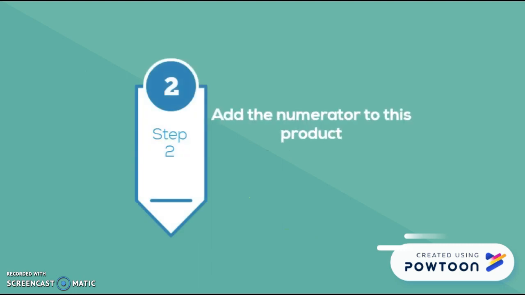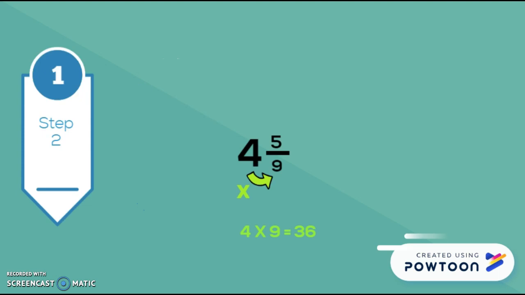Step 2, add the numerator to this product. When we multiplied 4 times 9, we got 36. Now we're going to add our numerator to that number. So 36 plus 5, which is our numerator, equals 41.